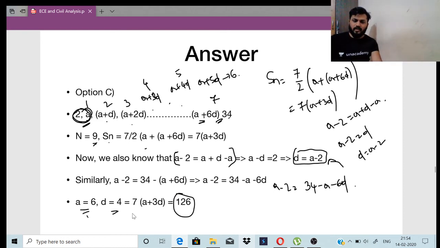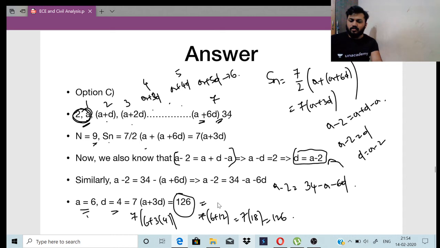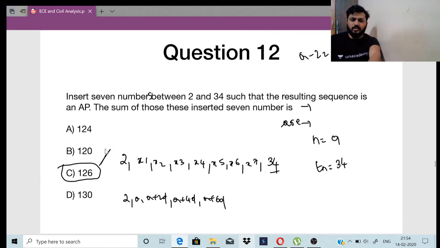Clear? So here, 7 into (6 plus 3 into 4), right? Which is 7 into (6 plus 12), which is 7 into 18, which is 126. Okay, which option was it? It was option C.